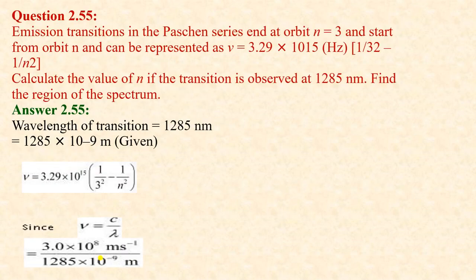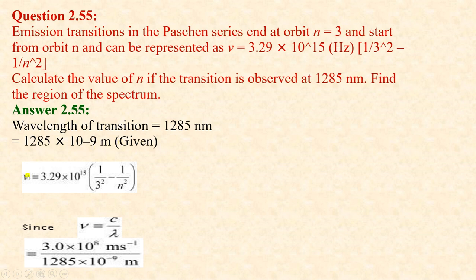Now question number 55. Emission transition in the Paschen series starting from orbit n and ending at orbit n equal to 3 can be represented as nu is equal to 3.29 into 10 to the power 15 hertz into 1 by 3 square minus 1 by n square. Calculate the value of n if the transition is observed at 1285 nanometer. Find the region of the spectrum. Here the wavelength of the transition is given as 1285, so first convert nanometer into meter.